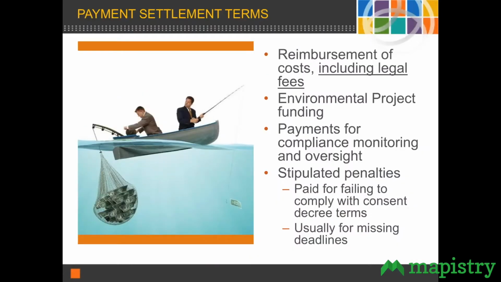So the settlement payment terms, again, attorney's fees, always attorney's fees. I'm not sure how you get out of this process without paying some sort of attorney's fees. They're going to want a payment for environmental project funding. It's basically mitigation payments. Under the Clean Water Act, there are the civil penalties. So instead of paying civil penalties, you pay to an environmental project.